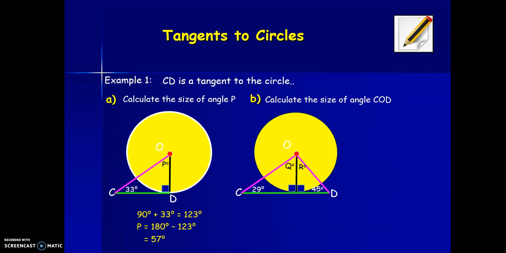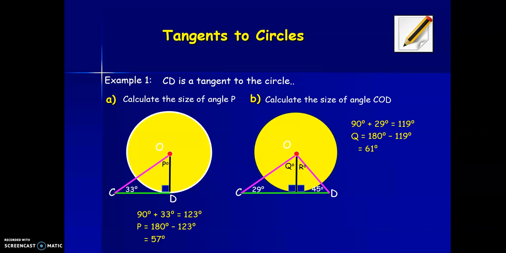If we look at example B now, we want to calculate the size of angle COD. But if we look at the diagram, COD is actually a total of angle Q and angle R. So we find these separately first. So to find angle Q, let's focus on the triangle on the left-hand side. We add the 90 and the 29 together to get 119 degrees and take that away from 180 degrees to get 61 degrees for Q.